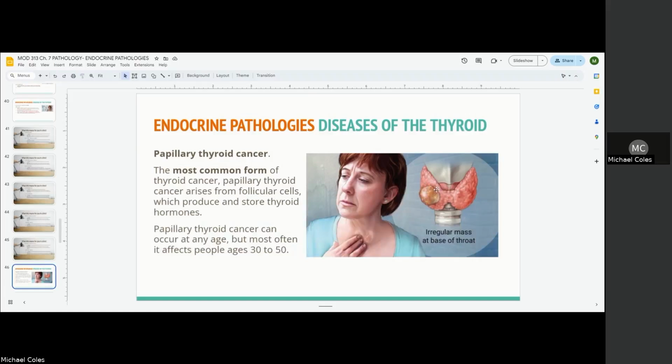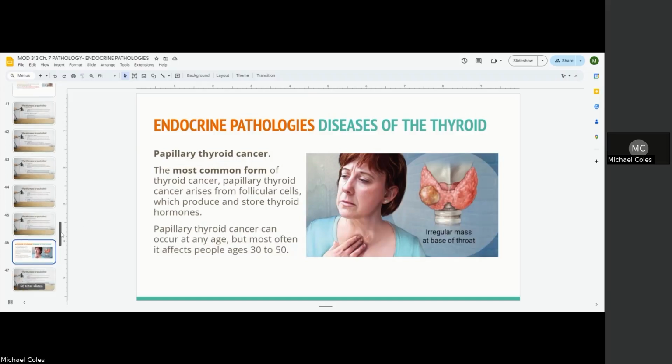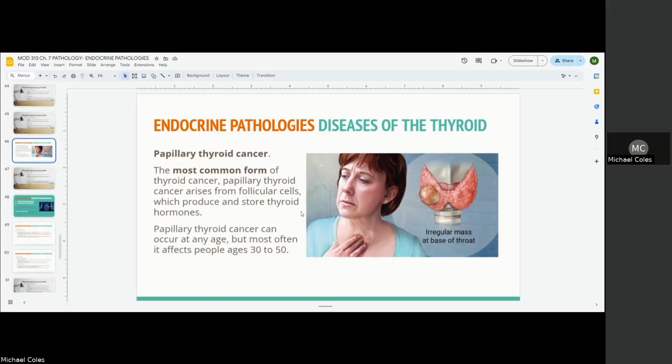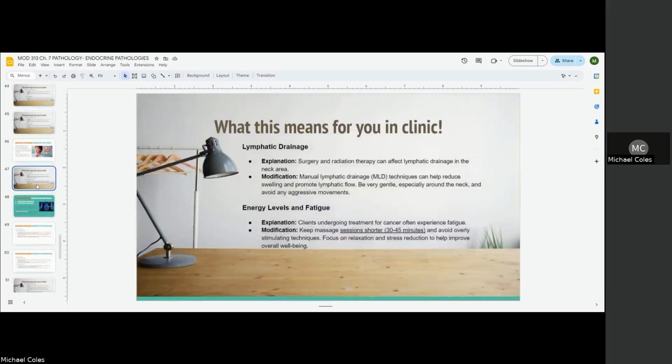So again, there's going to be more soreness, more irritation, depending on the treatment. There's going to be complications with radiation if they get radiation or medications. So just really avoiding that area of the neck. Okay.